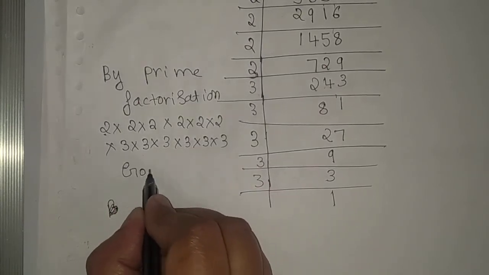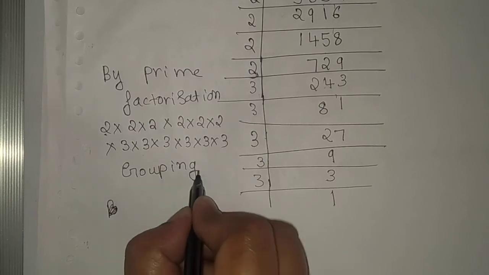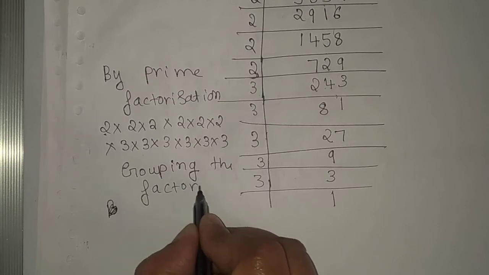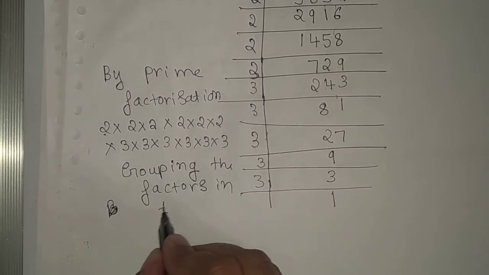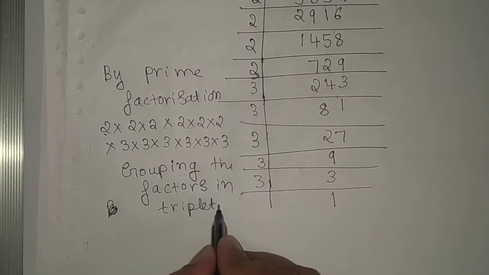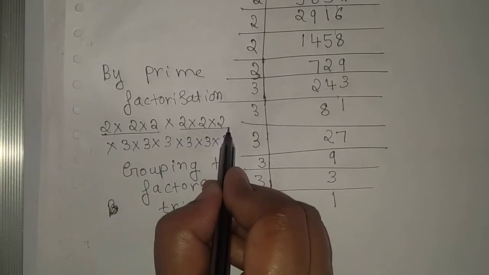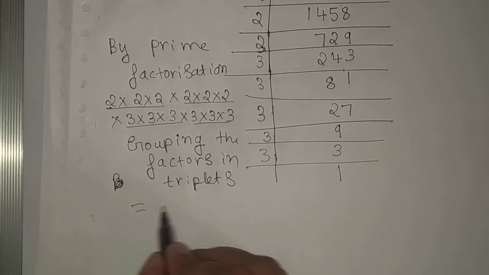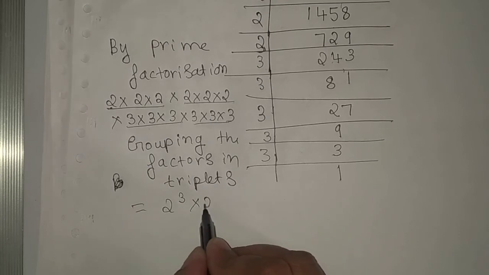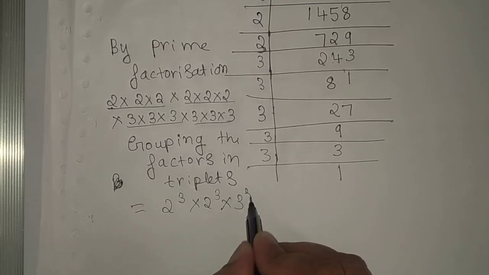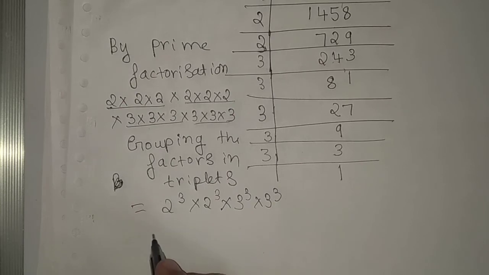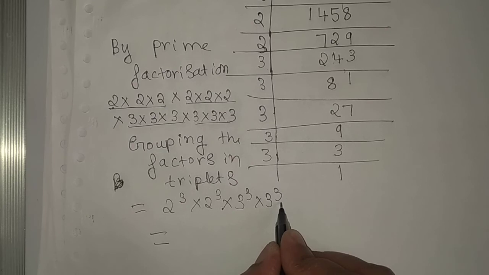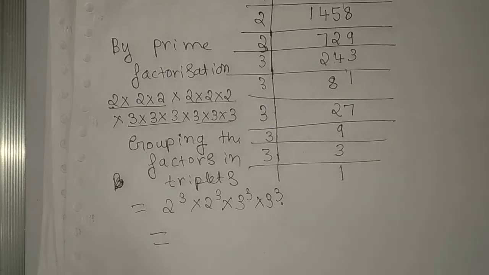So now grouping the factors in triplets. What we have to do is group them in triplets. So here one group, 2 3 and 4. Now we write 2 cube into 2 cube into 3 cube into 3 cube, which is equal to, multiplying all this, by what we previously solved, that is the laws of exponents.